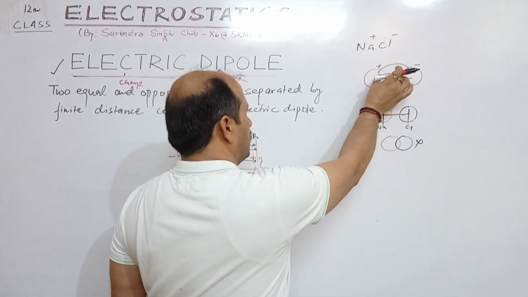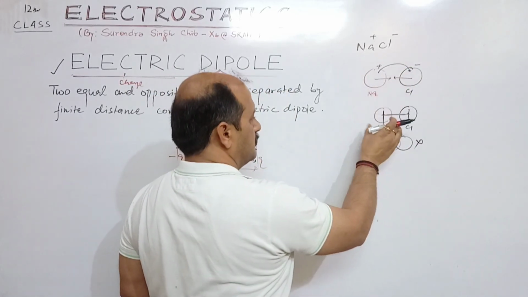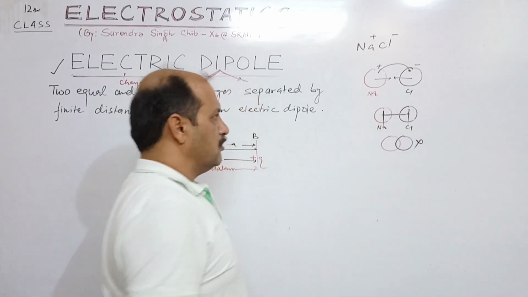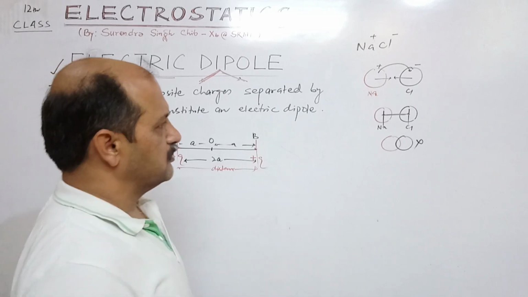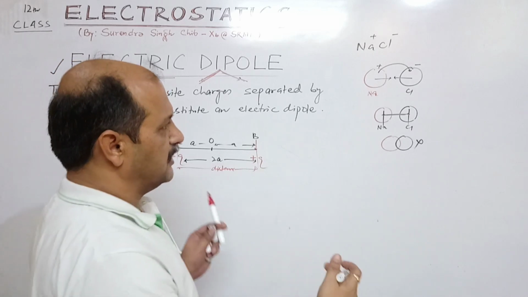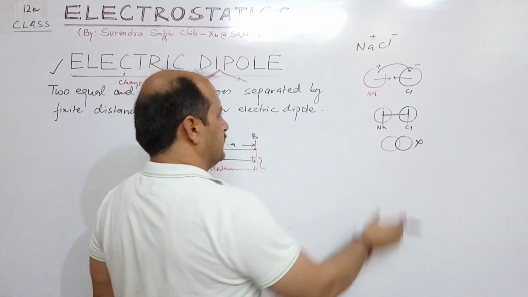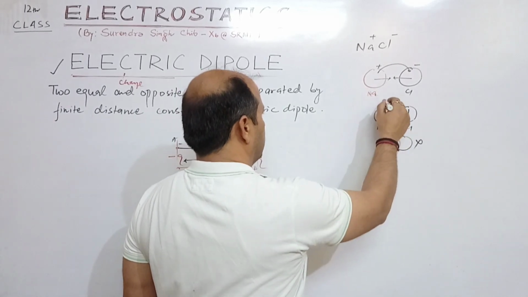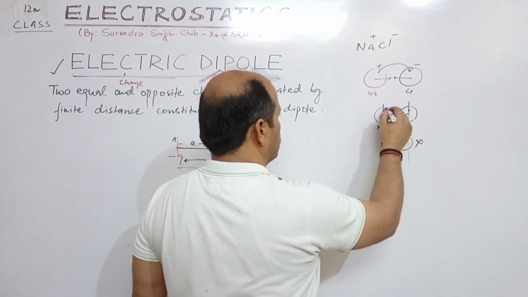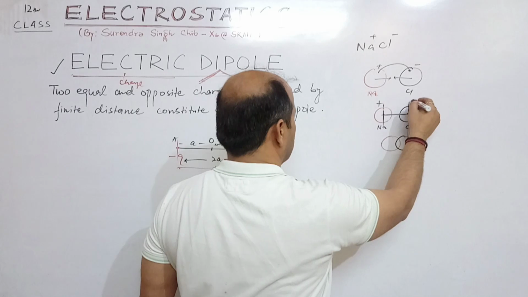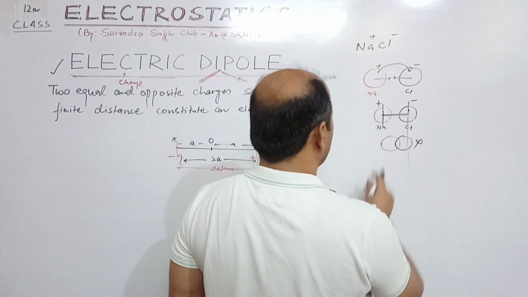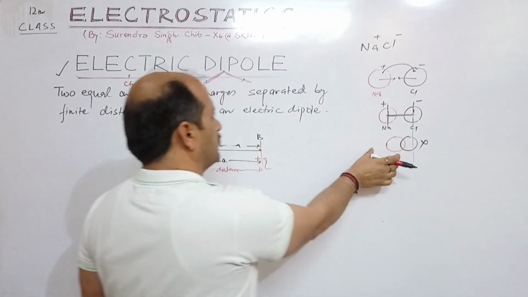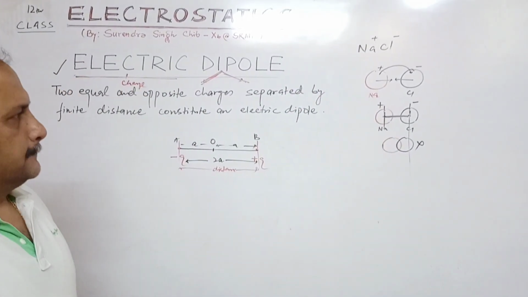They come closer and closer and closer, and after that, when the nuclear repulsion is strong enough to balance the electrostatic force of attraction between them, then their movement stops and they form an electric dipole. Say it has a positive charge, say it has a negative charge, equally positive and equally negative, and this is a separation distance, and this is an electric dipole.